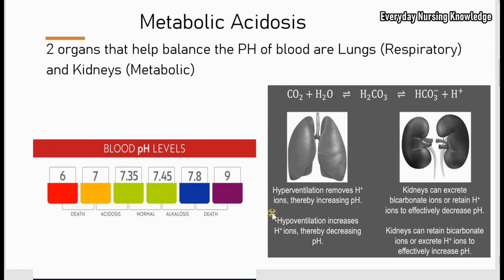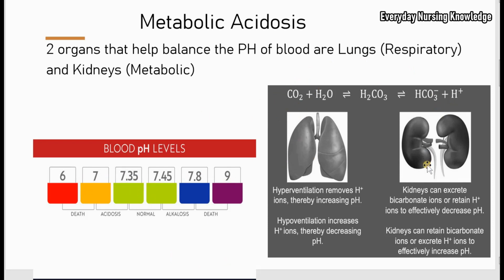Same like when the lungs hypoventilate. That means the rate and the depth of the respiration decrease, it can retain the carbon dioxide. So when the carbon dioxide level increases in the body, more hydrogen ion is produced. So more hydrogen ion means the blood pH decreases, becomes more acidic.